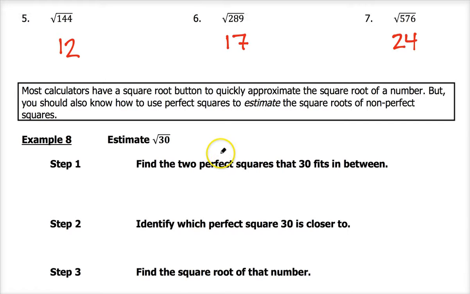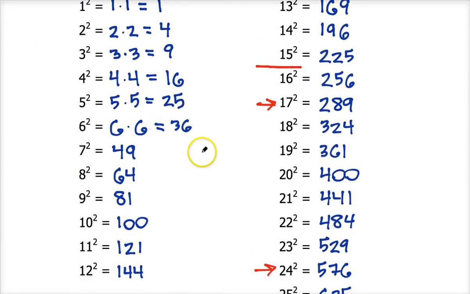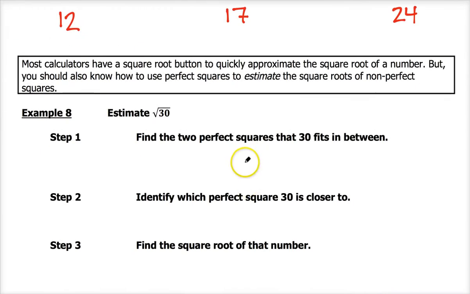So if you go back up to your list, find the two numbers that 30 is in between. What two numbers written in blue does 30 fit between? Well, if I go down this list, I see I have a 25 here and a 36 here. We know that 30 is somewhere in between 25 and 36. So that means that the square root of 30 is going to be somewhere in between the square root of 25 and the square root of 36.